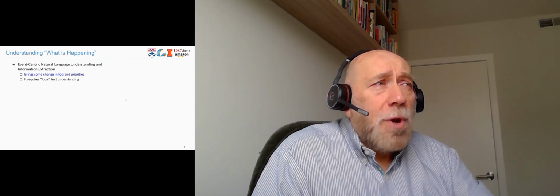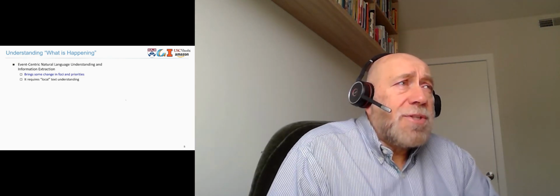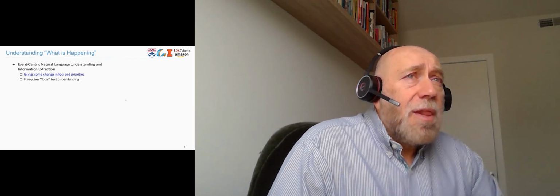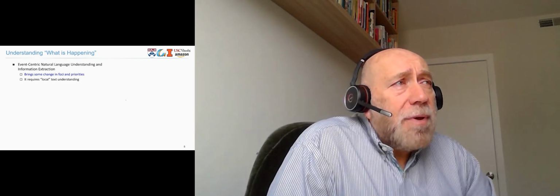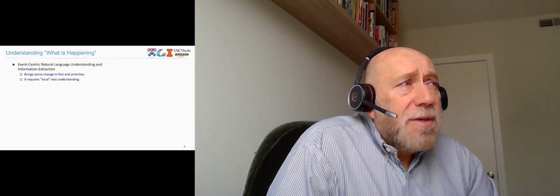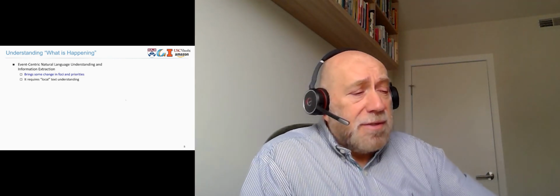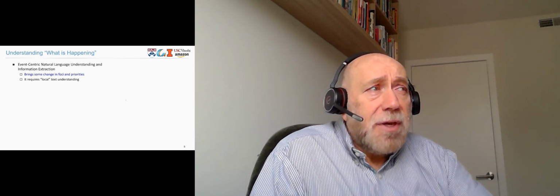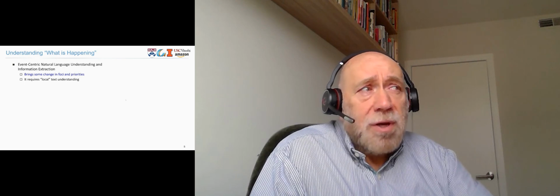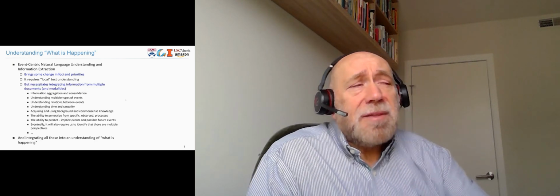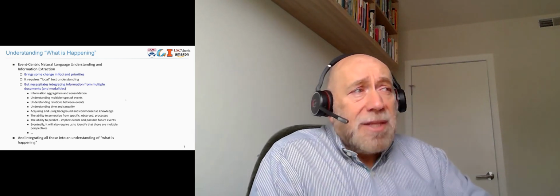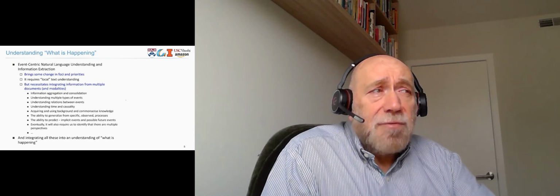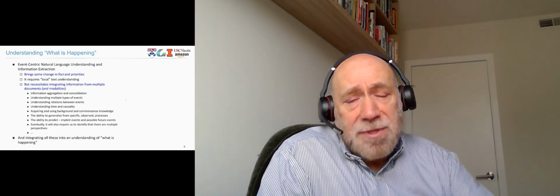So what does it entail to understand what is happening? This is what we want to focus the tutorial on, and what kind of NLP should we develop in order to understand that. Event-centric natural language understanding brings some change in foci and in priorities. Of course, it requires that we understand locally the text, but beyond that, it necessitates that we integrate information from multiple documents and modalities. We should be able to aggregate and consolidate information from multiple sources and from different ways of presenting things.